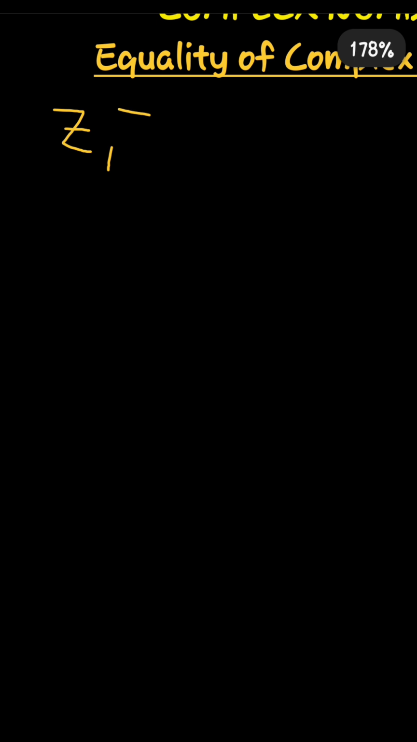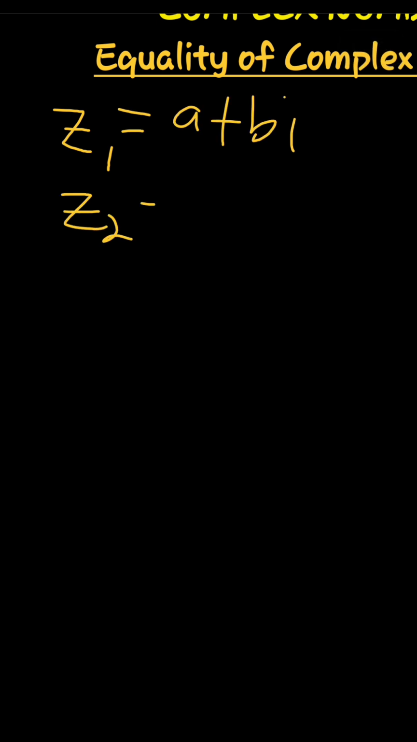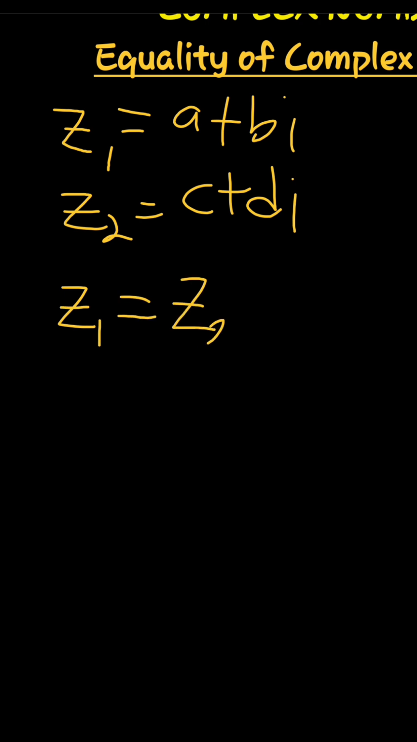Now we'll be looking at the equality of complex numbers. When we say two or more complex numbers are equal, it means that, let's say we have z1 is equal to a plus bi and z2 is equal to c plus di. For z1 to be equal to z2, we say that a is equal to c and b is equal to d.